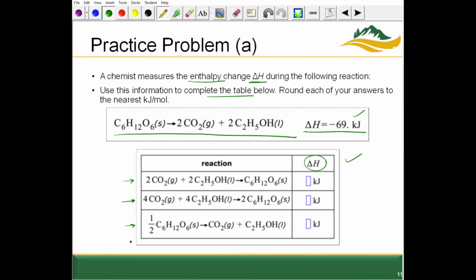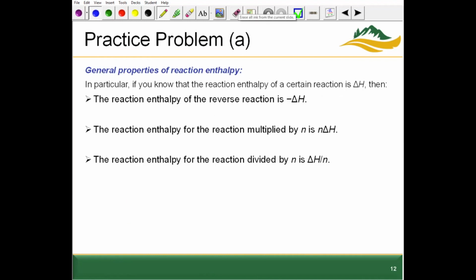What you might notice is that sometimes these are reversed and sometimes these molar coefficients have been changed. So let's practice taking this amount of change in enthalpy to figure out what these would all be. From what we just reviewed, the reaction enthalpy of the reverse reaction is the negative sign. If it was negative, then it would be the positive value for the reverse reaction. Then the reaction enthalpy for the reaction multiplied by n: if we took all the molar coefficients, multiplied them by n, then we take the change in enthalpy and multiply that by the same factor n.